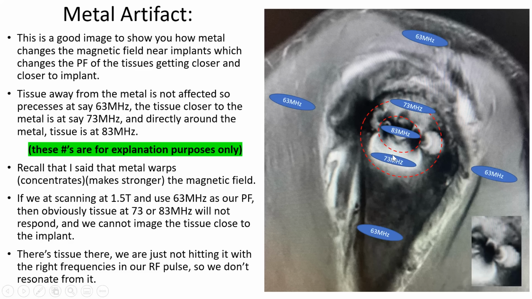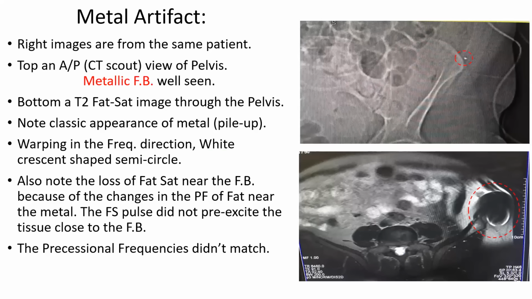So this tissue that's really close here is not being resonated by your RF pulse. So metal screws up the magnetic field to a point where you can't image it. The tissue is there, but it's not at the right precessional frequency. So once again, over on the bottom right, here is a classic metal artifact. You can see the pileup in the frequency direction. And this is an AP scout view from a CAT scan of the exact same patient. When he was a little kid, he got shot in the hip or in the pelvis by a BB gun.